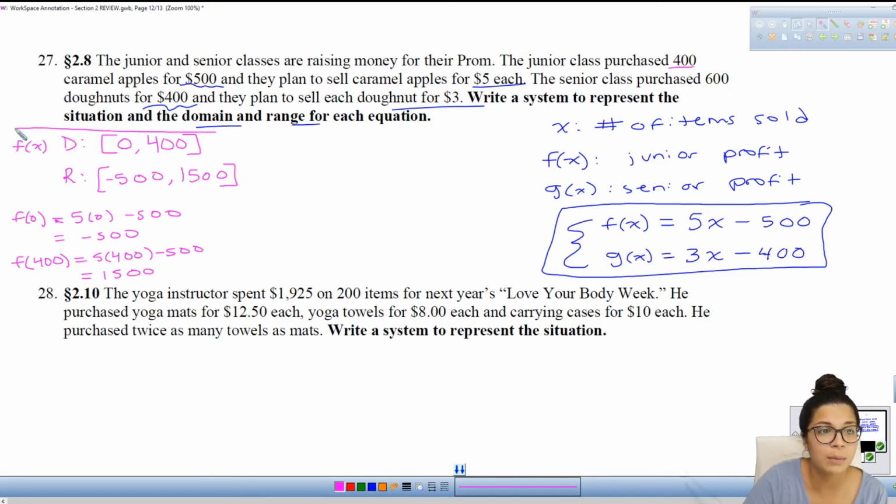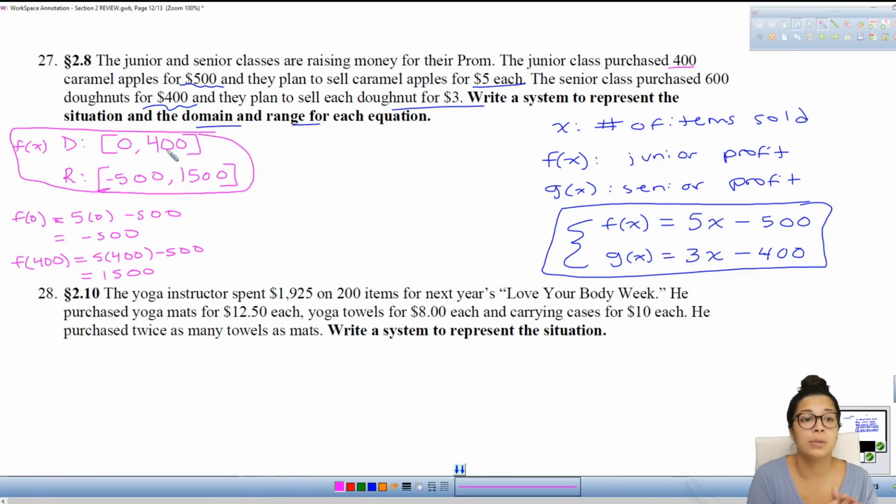So this is the domain and the range for f of x. And I am using brackets here because it is inclusive of 0 and 400, and it is inclusive of negative 500 and 1,500, right? Now, specifically speaking, the interval here from 0 to 400 is integers only, so it is important to write that.